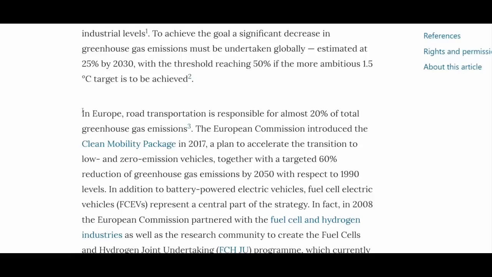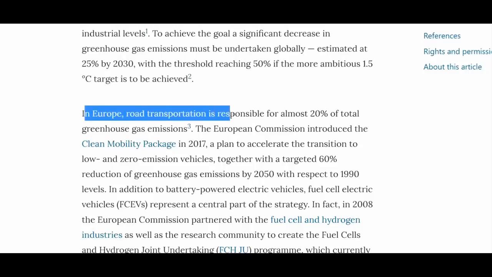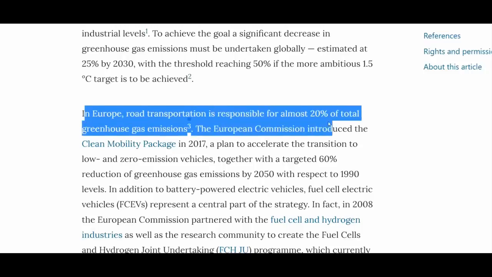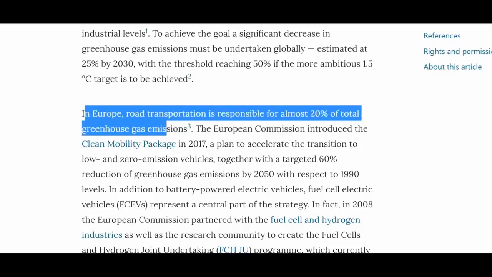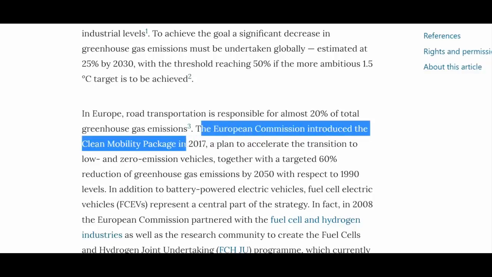As you guys have been seeing in the news feed, Europe is now concentrating on clean mobility and alternative technologies for reducing greenhouse gas emissions. So as you see in this article, in Europe, road transportation is responsible for almost 20% of total greenhouse gas emissions, and the European Commission introduced the Clean Mobility Package in 2017. And that's when hydrogen fuel technology comes into play.